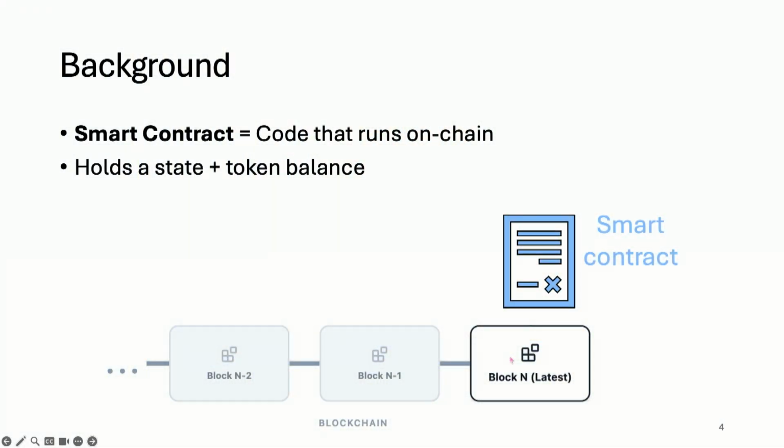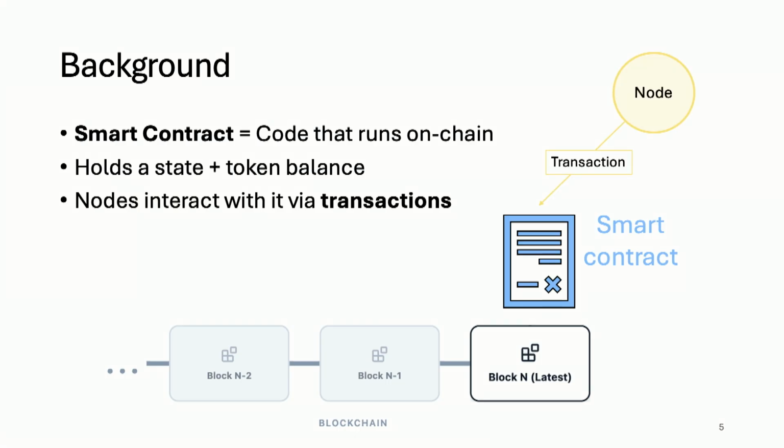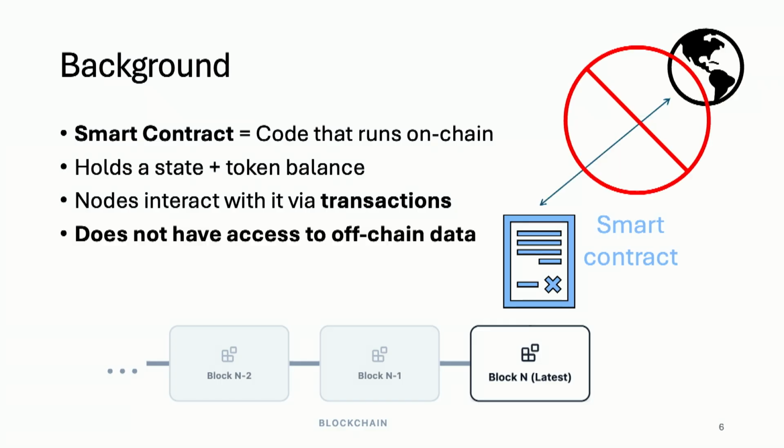We have our blockchain. We have some pieces of code running on the blockchain. Those are the smart contracts. And users or nodes can interact with the blockchain by sending transactions. Now, the thing is, the blockchain cannot access information outside of the blockchain in the real world.